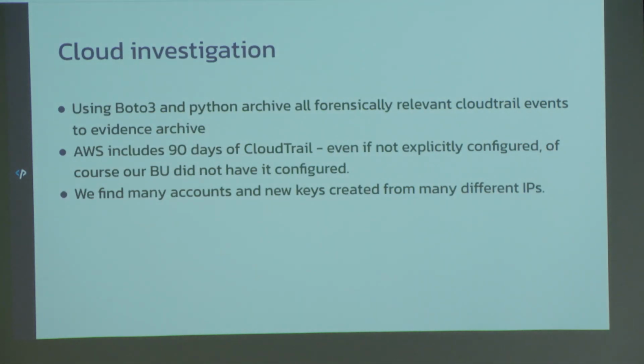So we're going to continue the incident into the cloud investigation using AWS APIs through Boto3 and Python. We're going to archive all the forensically relevant CloudTrail events and search through them. Fortunately, AWS includes 90 days of free CloudTrail, even if it's not explicitly configured. Our business unit in this scenario did not. So we're going to find some activity.